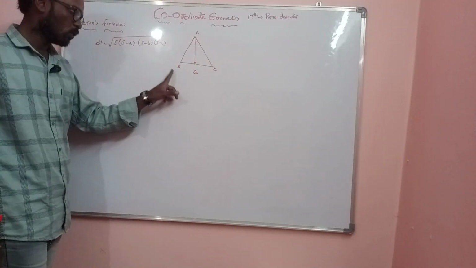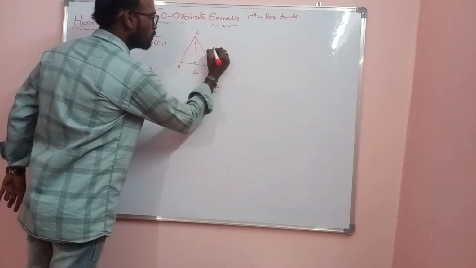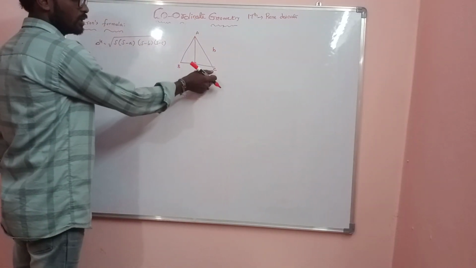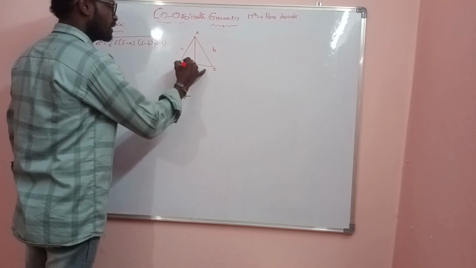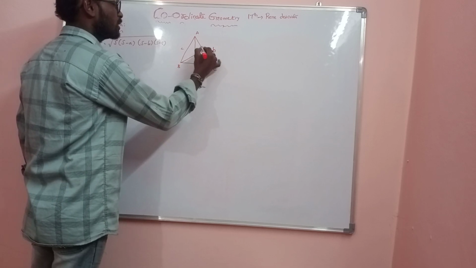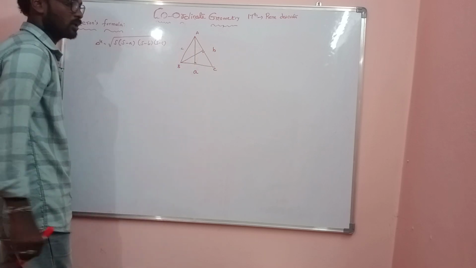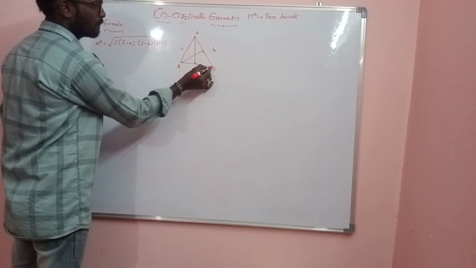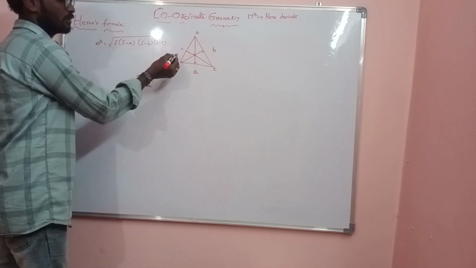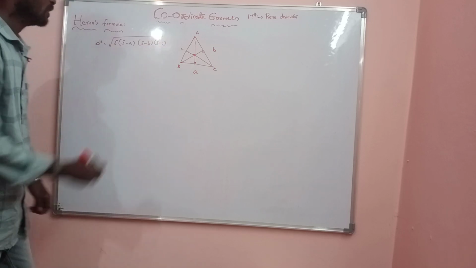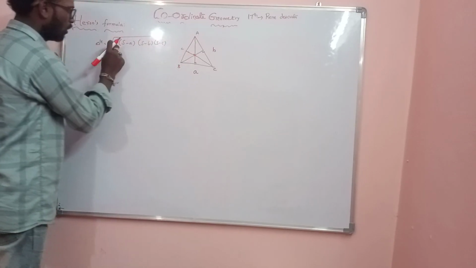Similarly, the side opposite vertex B is taken as small b units. The side opposite capital C we take as small c. That means it is the perpendicular to AC, the value is b. The side opposite C is the perpendicular to AB, this we take as c. Then A value, B value, C value are already there.